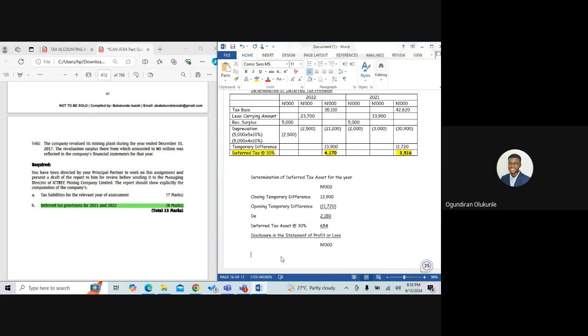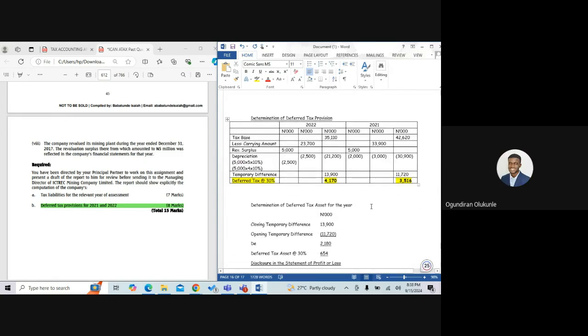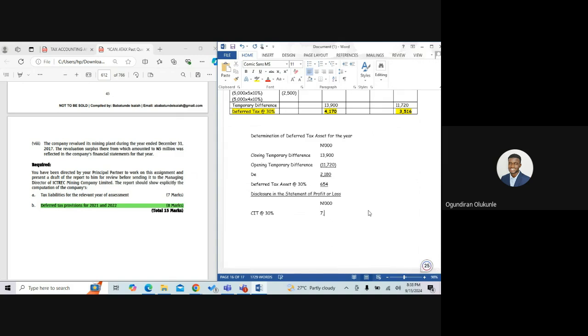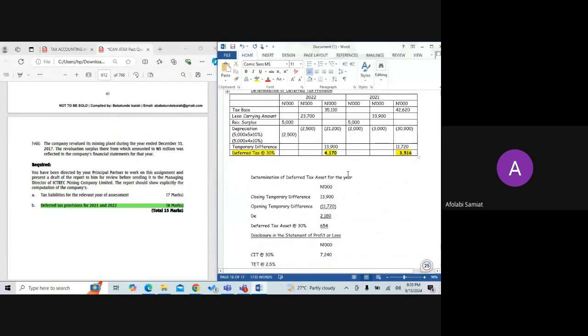So you have CIT at 30%. What's the CIT we computed? We have 7240. Then you have TET at 2.5%, I think. So how much is that? 855.25. So when you add the two together, what do you have?